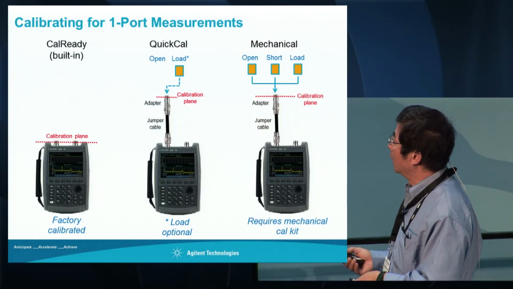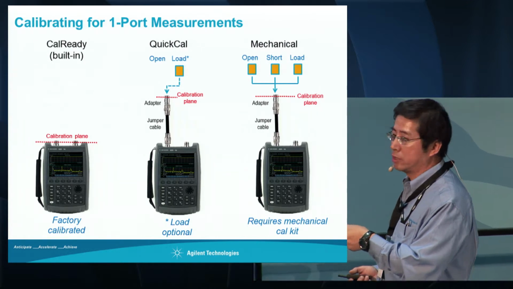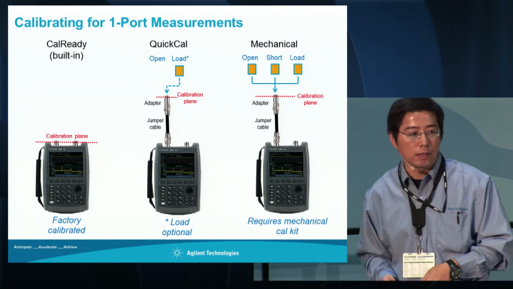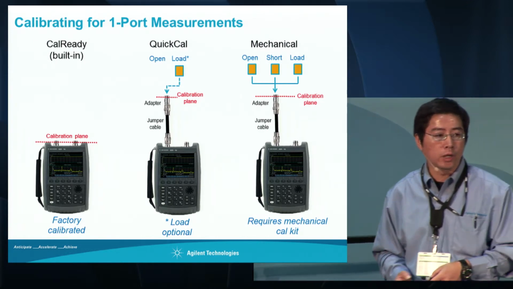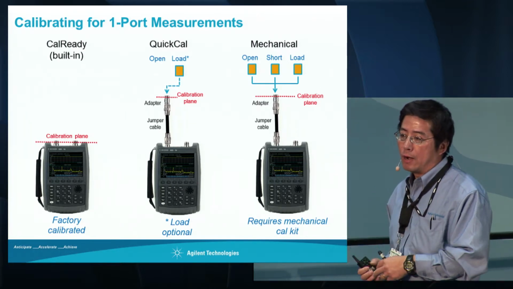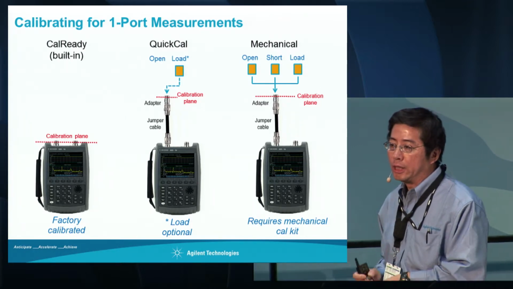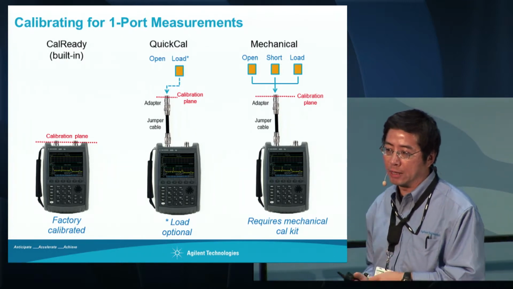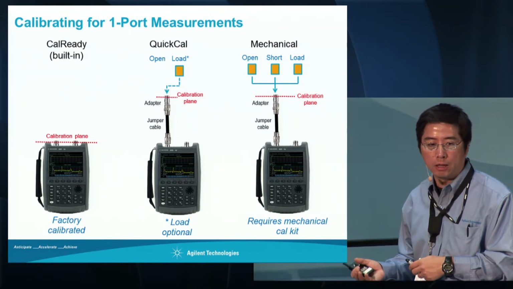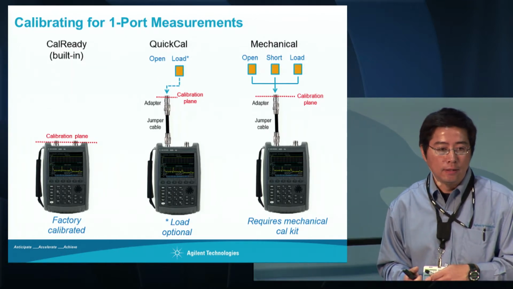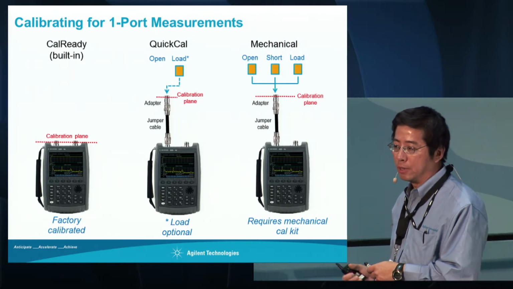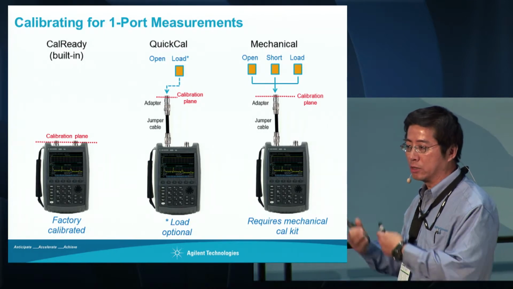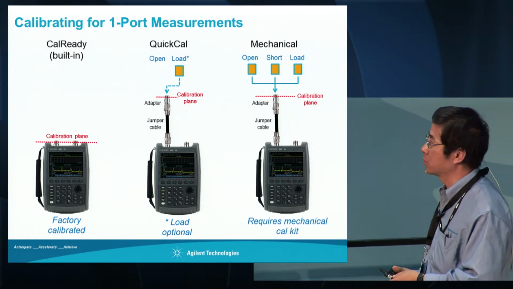And if you want to connect to a jumper cable or extend the reference plane to the end of the cable, we have a method we call QuickCal. FieldFox has a built-in eCal module. You can think of it as an eCal. We automatically measure the electrical length and the loss of the jumper cable, and we compensate for that and give you a more accurate measurement. Also, when temperature changes, we can compensate for the temperature change as well.